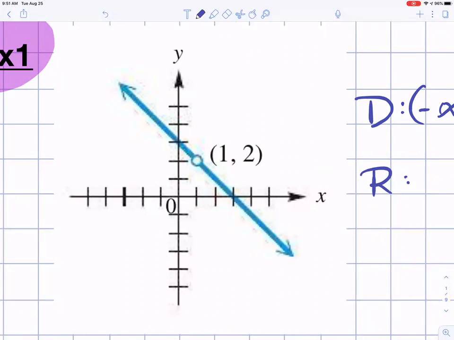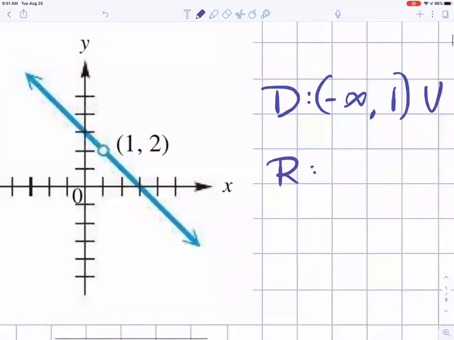What's the bottom value that you're using? Negative infinity again. All right, and I'm working my way up. So do I take any breaks in my Y values along the way? Where? At 2.